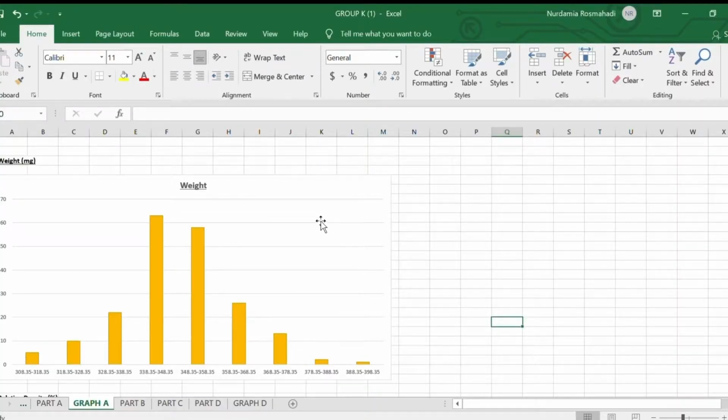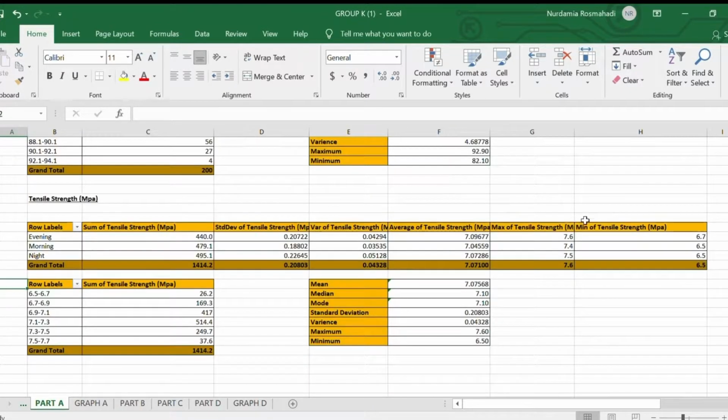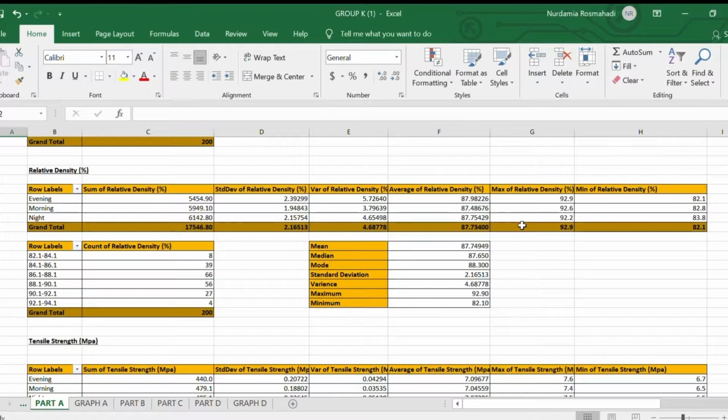Next, for graphical form, we use bar chart to summarize the data for weight. And as you can see from here, the data at 338.35 until 348.35 has the higher count of weight compared to others. Next, we repeat the same step for another 2 data, which are relative density and tensile strength.